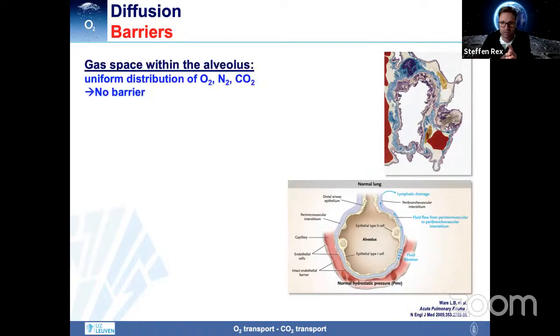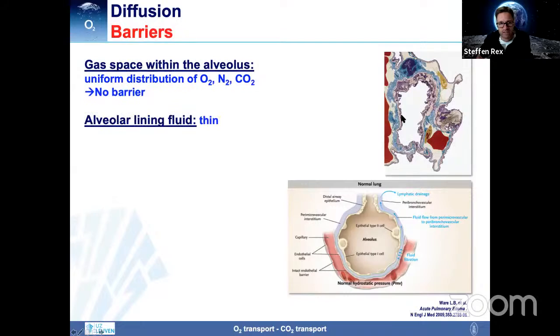Everything in this alveolo-capillary barrier is optimized to make this barrier as small as possible. It would, for example, be a very theoretical concern, but it would for sure be a catastrophe. Imagine that oxygen would be here in the center of the alveolus, and nitrogen and CO2 at the periphery of this alveolus. But luckily, the gases within the alveolus are uniformly distributed, so this is no barrier.